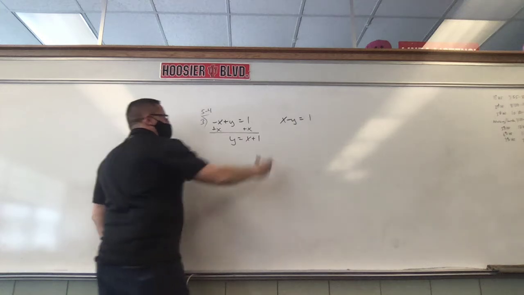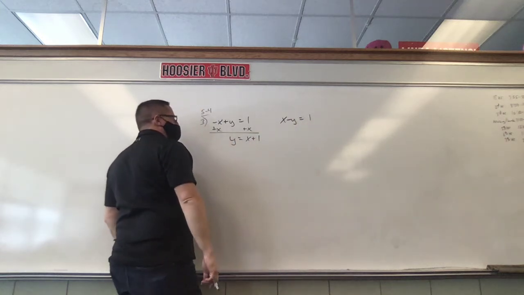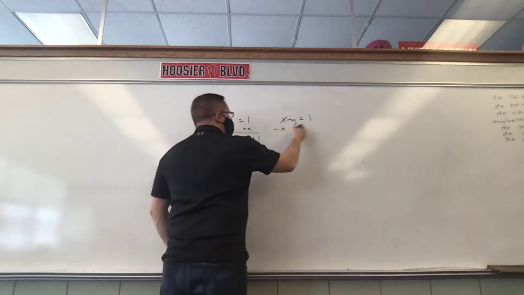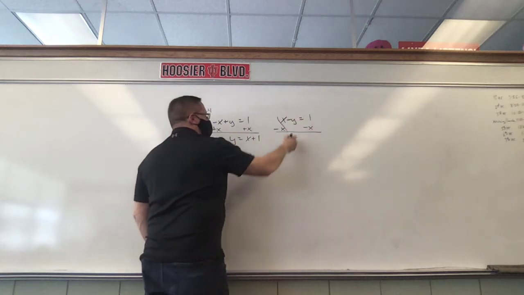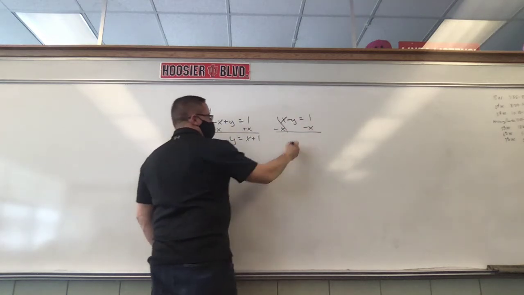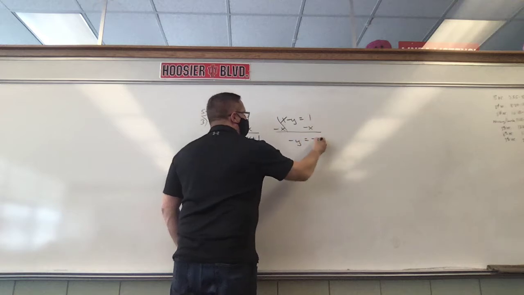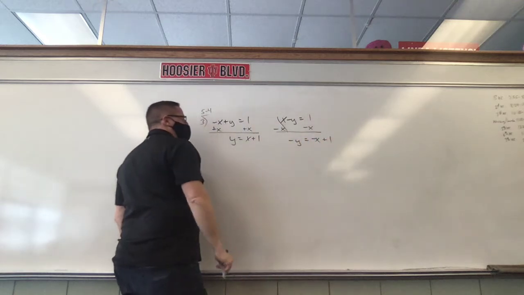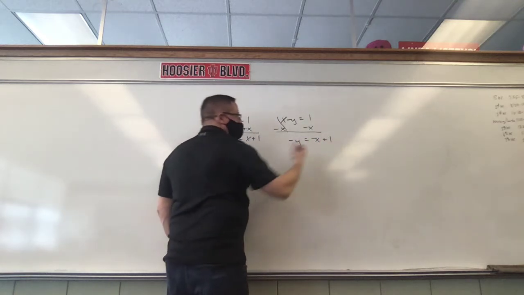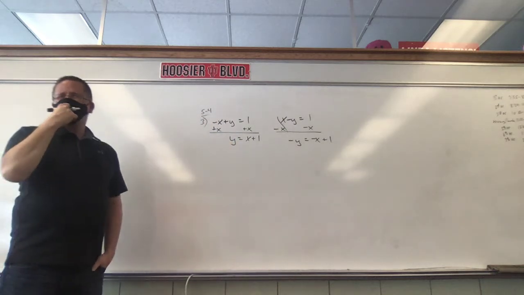Then to get y by itself here, what are we going to do? Minus x. Now, if we do that, is y all by itself? Almost. There's a negative sign. Negative y equals negative x plus 1. And then change all the signs. And when you do that, students always wonder, how can you do that? You just change all the signs?